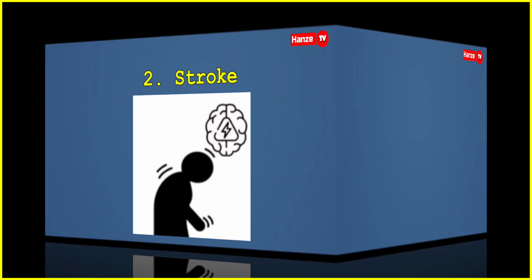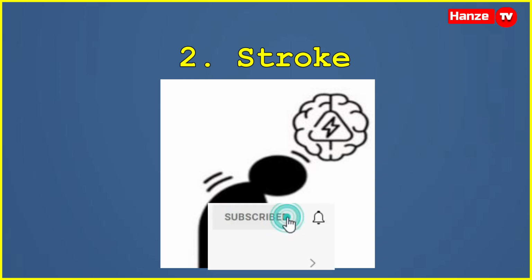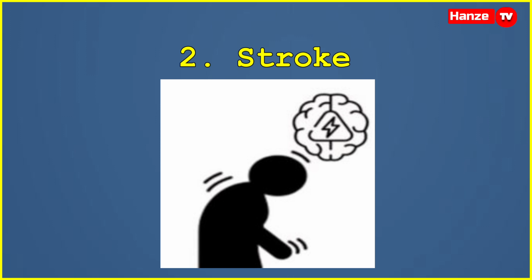Number 2. Stroke. A stroke occurs when an artery in your brain is blocked or leaks. This causes the oxygen-deprived brain cells to begin dying within minutes. During a stroke, you feel sudden numbness and confusion or have trouble walking and seeing. If left untreated, a stroke can cause long-term disability. In fact, strokes are the leading cause of long-term disabilities.